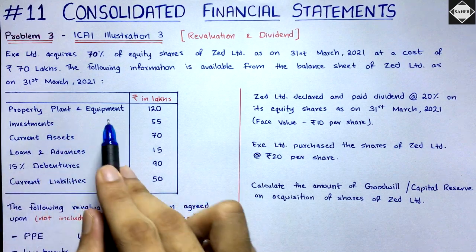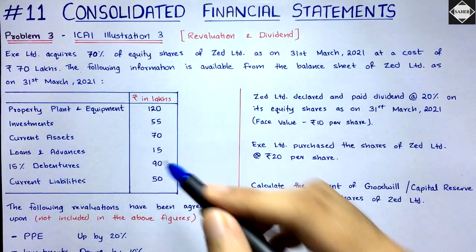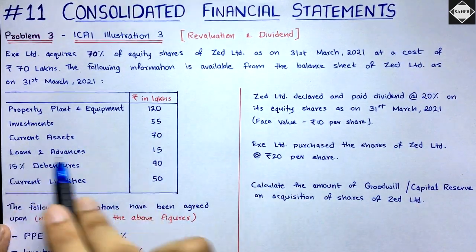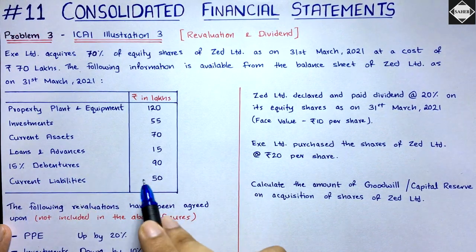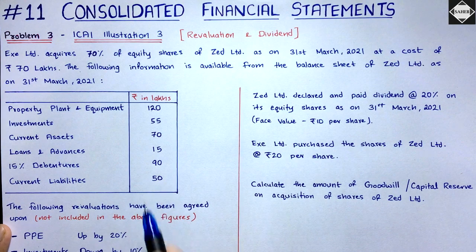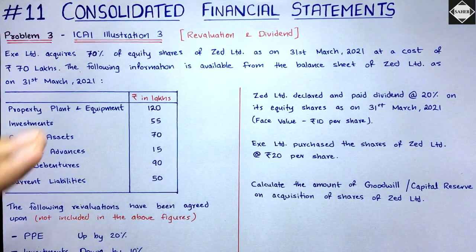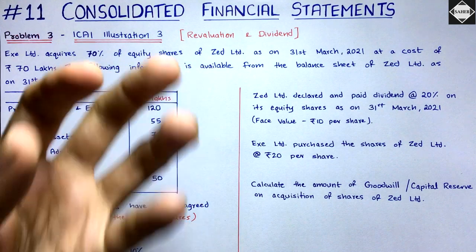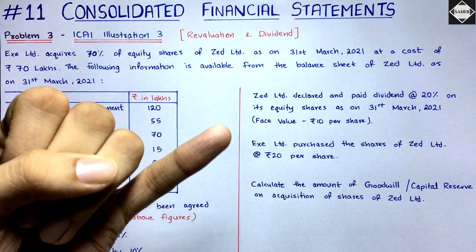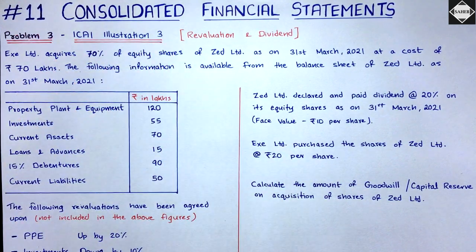See here, property, plant and equipment 120 lakhs. All the figures are in lakhs. Investment 55 lakh, current assets 70 lakhs, loans and advances 15 lakh, 15% debentures 90 lakh, current liabilities 50 lakh. You see this? Here you are given the details of assets and liabilities on the date of acquisition. You have not been given the details regarding the equity portion of the balance sheet, equity share capital, reserves and surplus.